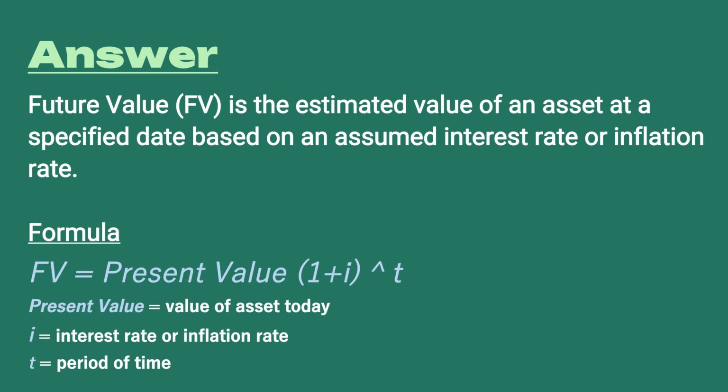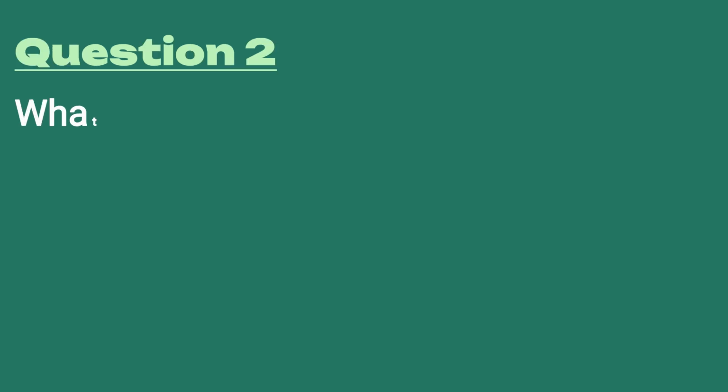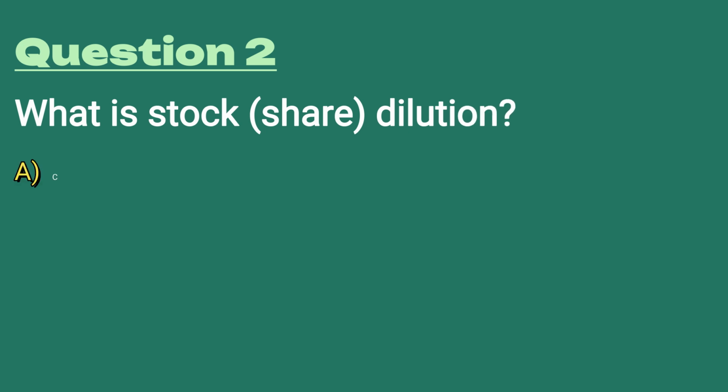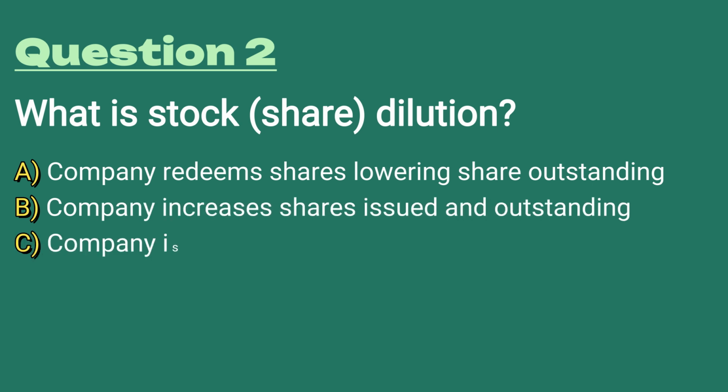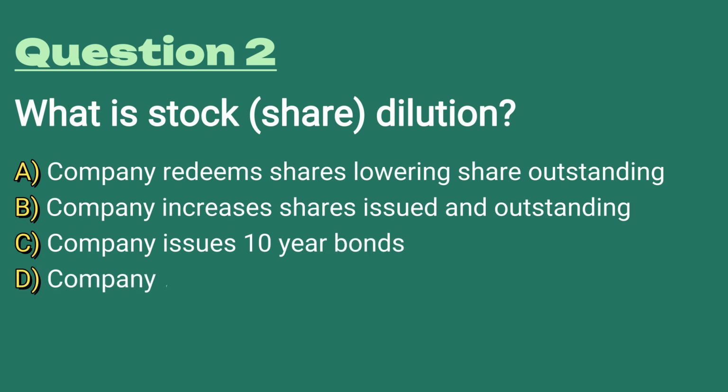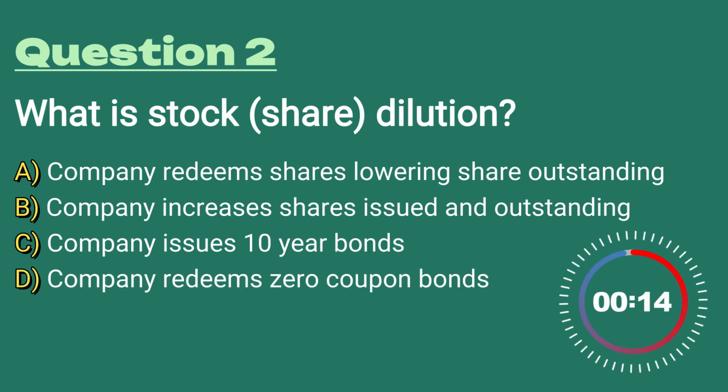based upon your inputs. Question number 2, what is stock dilution? A, a company redeems shares, lowering shares outstanding. B, a company increases shares issued and outstanding. C, a company issues 10-year bonds. D, a company redeems zero coupon bonds.